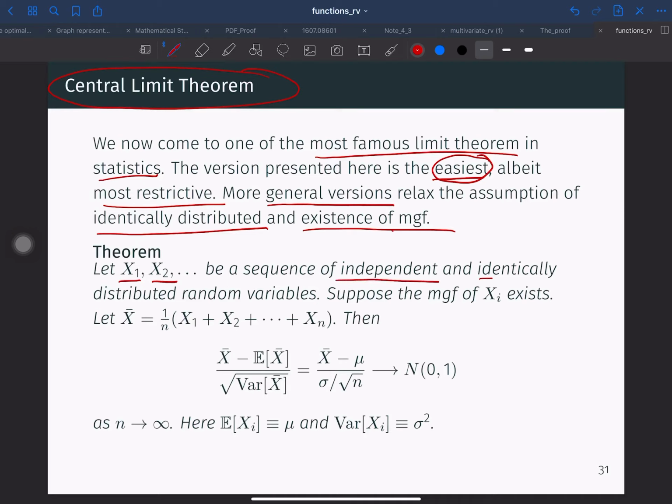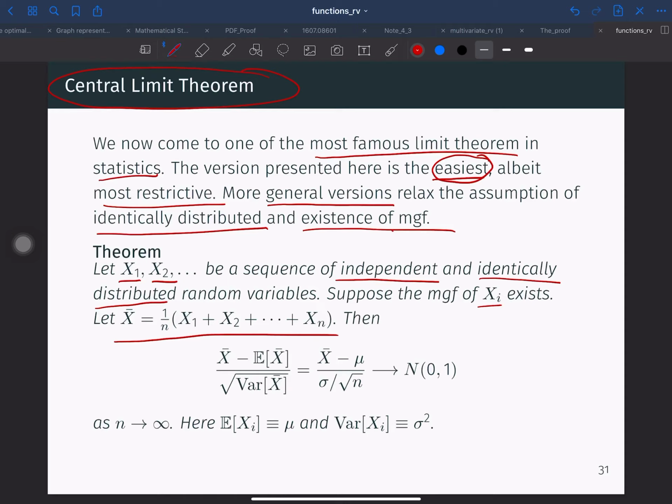And they all have the same distribution. I suppose that because they all have the same distribution, they will all have the same moment generating function, if it exists. So suppose that moment generating function exists. I now look at the sample mean of the xi. So 1 over n, x1 plus x2 up to xn.